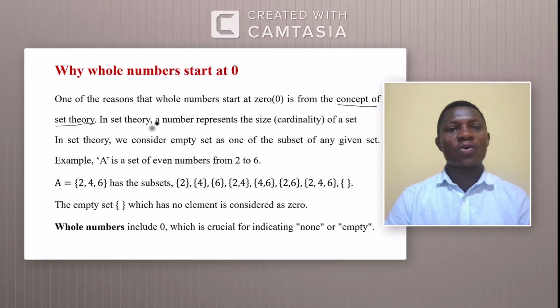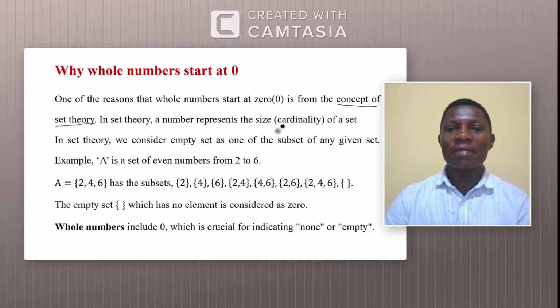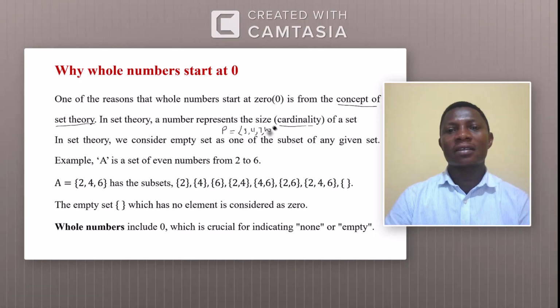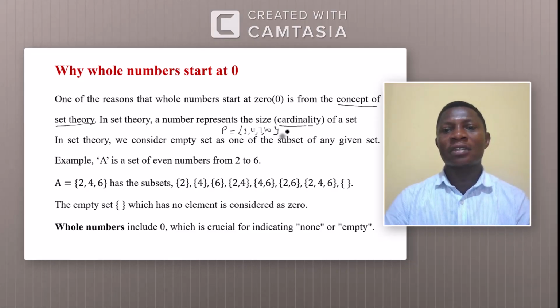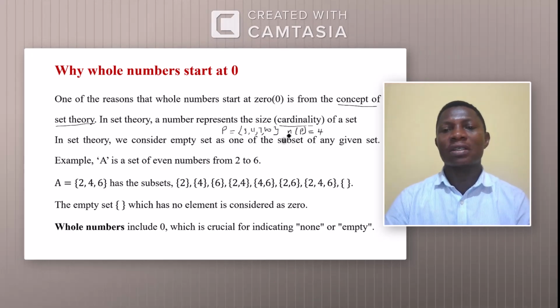Now, in set theory, a number represents the size or the cardinality of a set. When we talk of cardinality, it means the number of elements in a given set. Let's say you have a set P given as 3, 4, 7, 10. The cardinality of set P is the number of elements in it, which is 4. That's the meaning of cardinality.